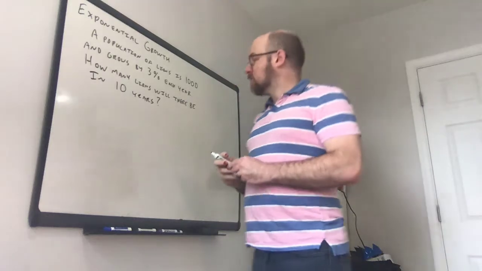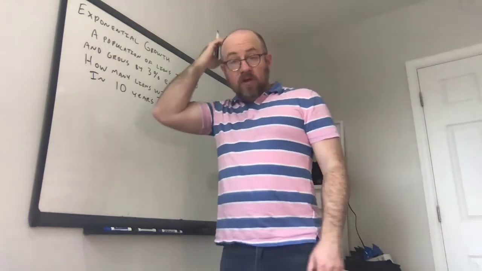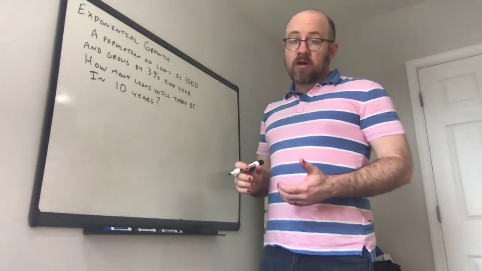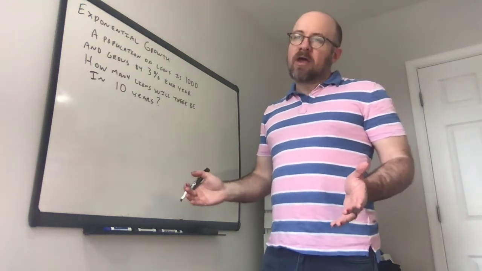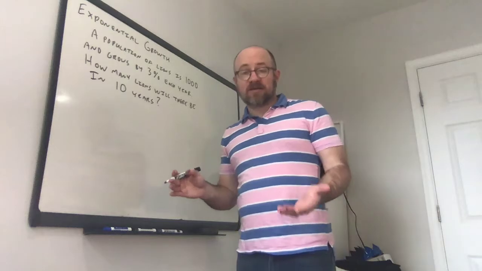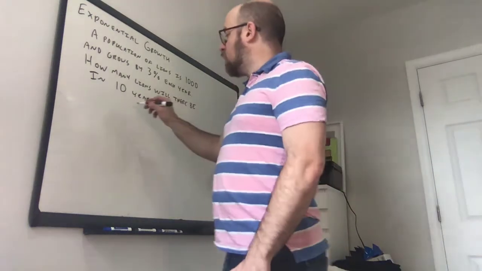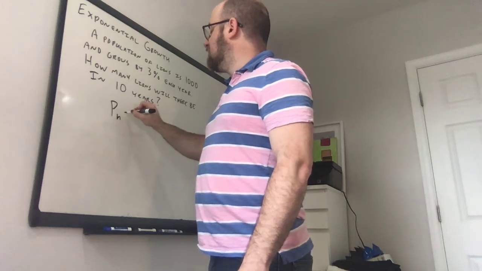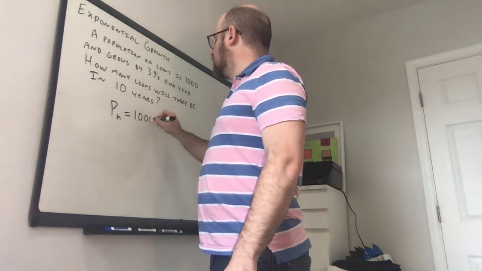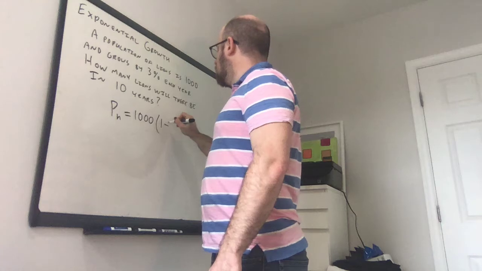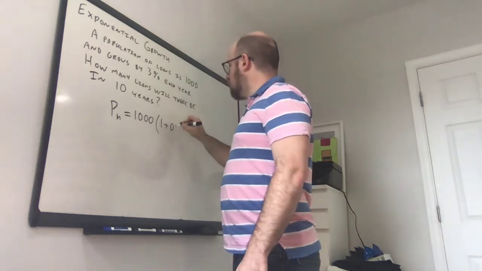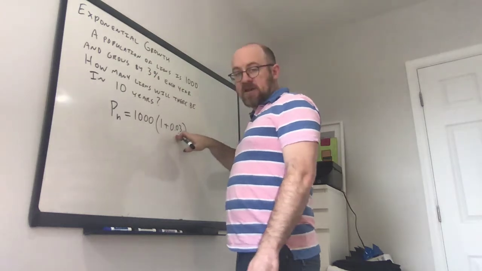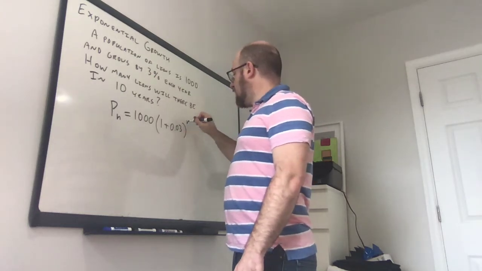Okay? So the first thing that we want to do to solve any of these problems is to set up our equations. We're going to use the explicit equation here because it's a little bit easier to work with. So our explicit equation, remember we found in the last section, was P sub n equals 1,000 times 1 plus 0.03, our percentage growth rate of 3%, written as a decimal, to the n.